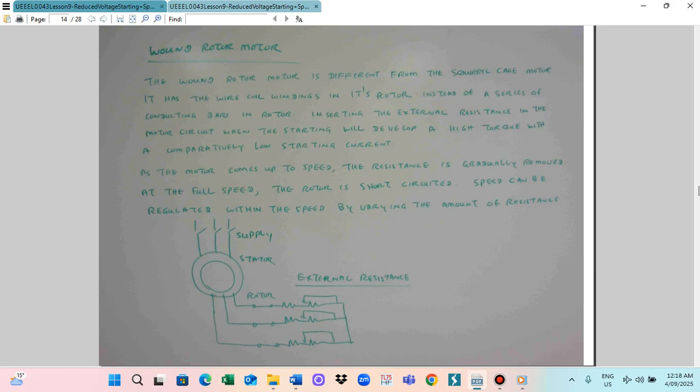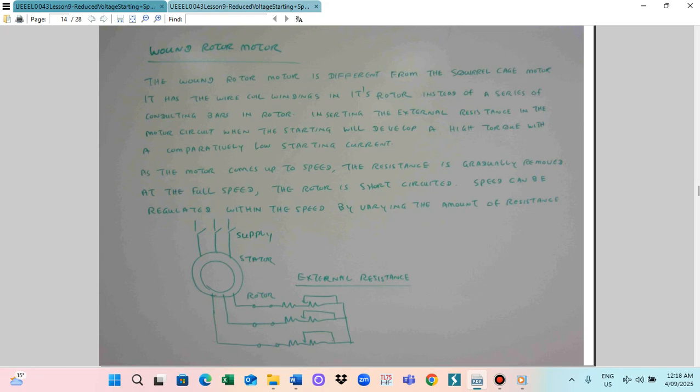Today's lesson is about the wound rotor motor. Wound rotor motors are different from the squirrel cage motor, because the squirrel cage motor's rotor is made of copper bars that are put in and welded together. Because of this, at the starting time the rotor is similar to many conductors connected in parallel, so there is low resistance and this motor draws a higher current.